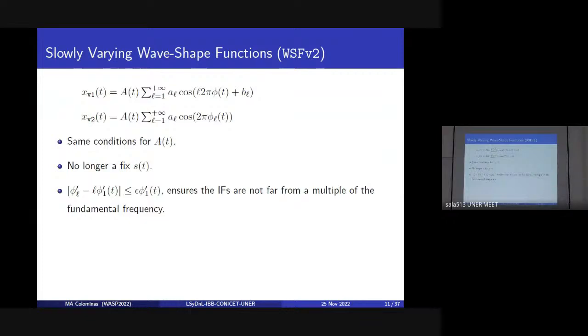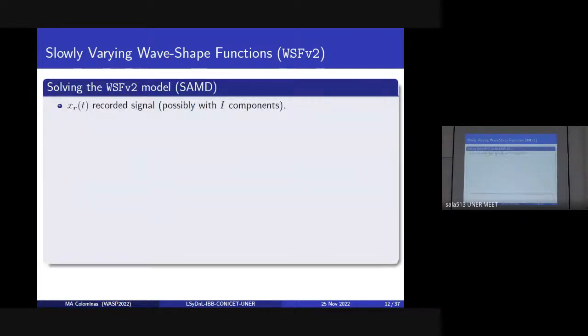So now we will not be able to estimate a single S of t because we no longer have that, but we will be able to use this tool mostly as a decomposition tool or also a denoising tool. How do we solve this? And possibly with I components, and we did it on real signals with 2 components and on artificial signals with 3 components.